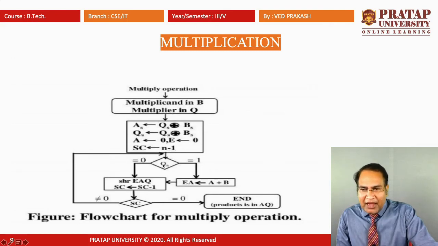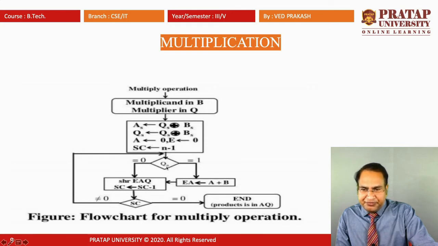So if Qn is 0, in this case we perform a circular shift right on EAQ, and we reduce the sequential counter value by 1, and again we check the condition of the sequential counter. If the sequential counter is not 0, we repeat our process. If the value of the sequential counter is 0, then we stop our operation.